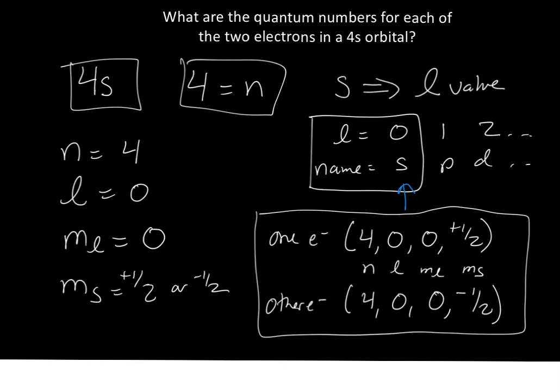So for these two electrons, 3 of their 4 quantum numbers are the same because they're in the same orbital, but one has an m sub s of plus 1/2, and one is minus 1/2.